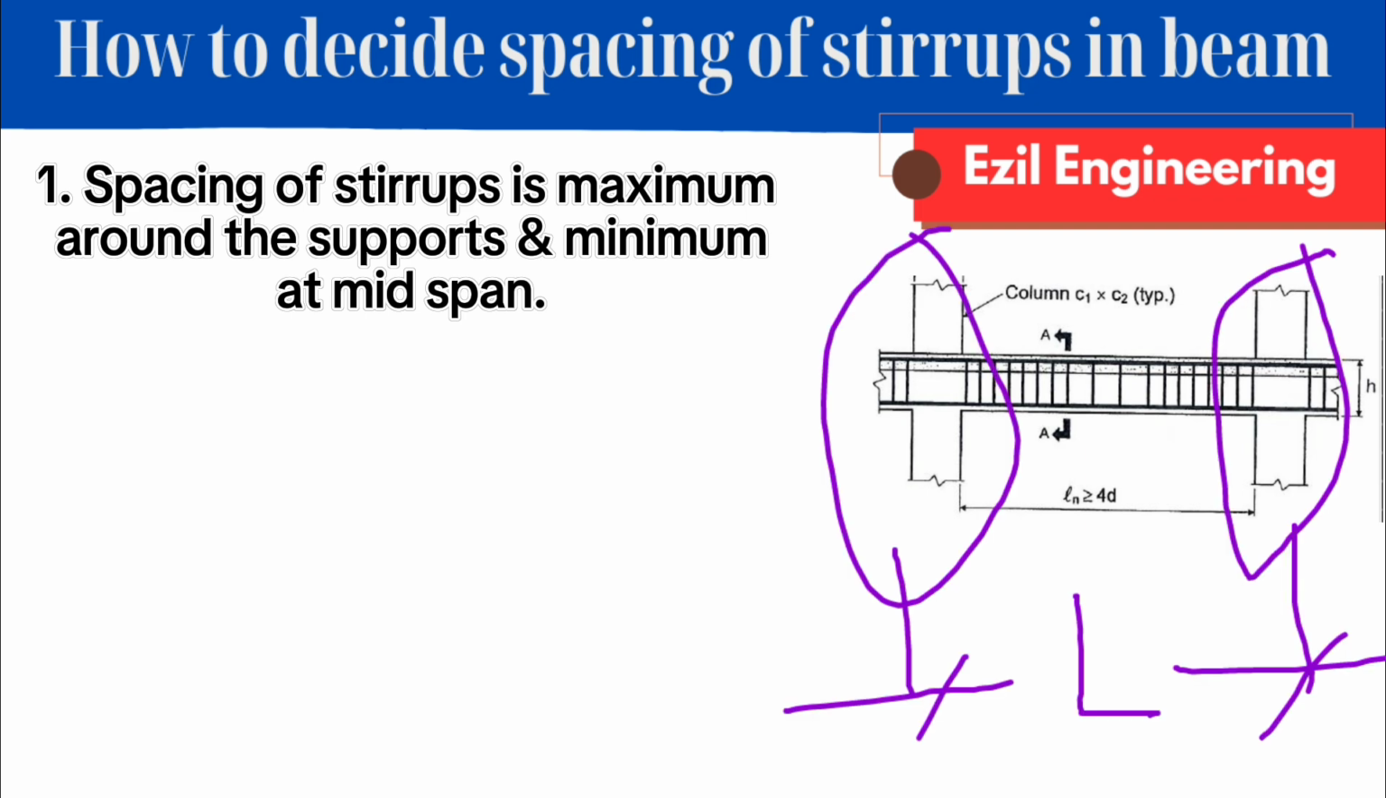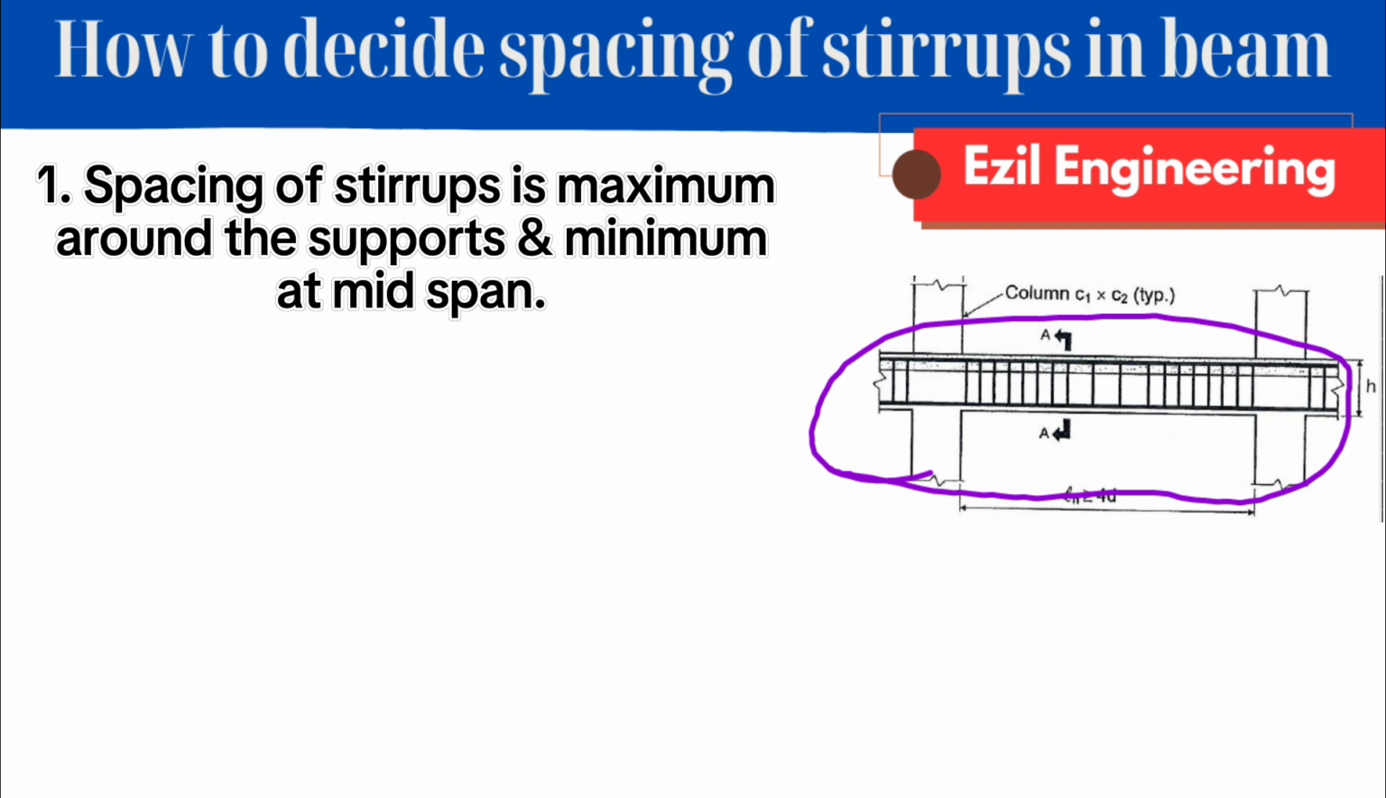For example, let's take two columns with a length L between them, and the beam at the top of these two columns. So the spacing of stirrups around these two columns is minimum in the sense of closely placed near supports, and at the mid span it becomes far apart. This is because the shear is zero around the mid span and it becomes maximum around the supports.